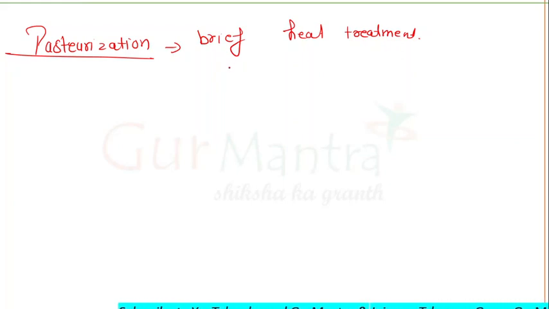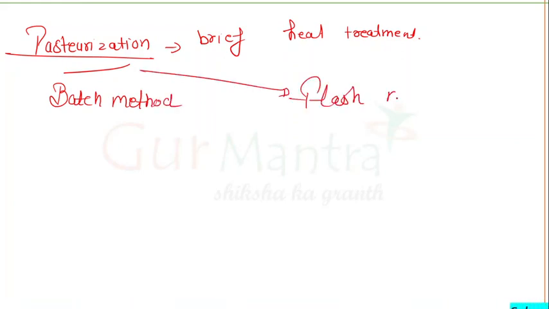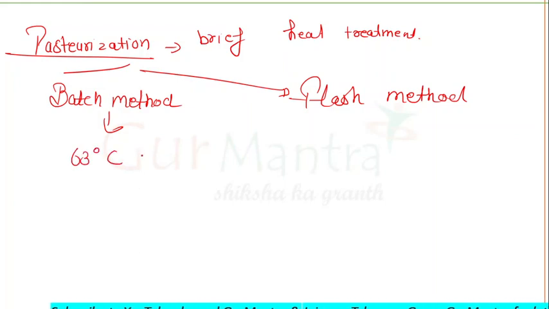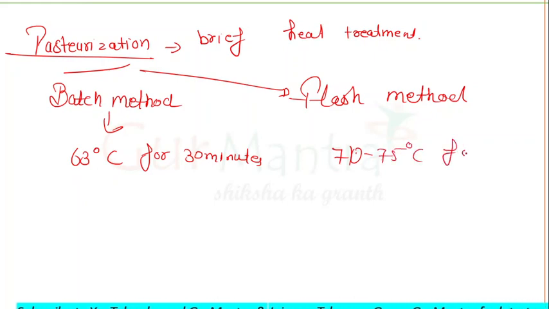Milk is usually pasteurized by the batch method or the flash method. What is a batch method and what is a flash method? In the batch method, there is a single exposure at 63 degrees Celsius for 30 minutes. In the flash method, there is exposure at 70 to 75 degrees Celsius for only 15 seconds. That's why it is called the flash method.